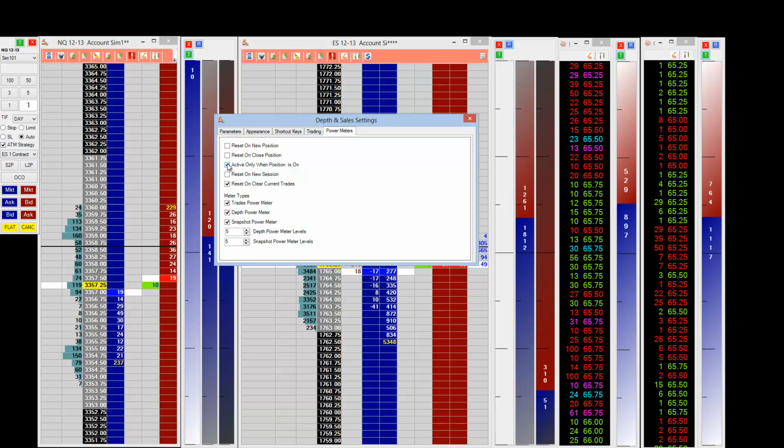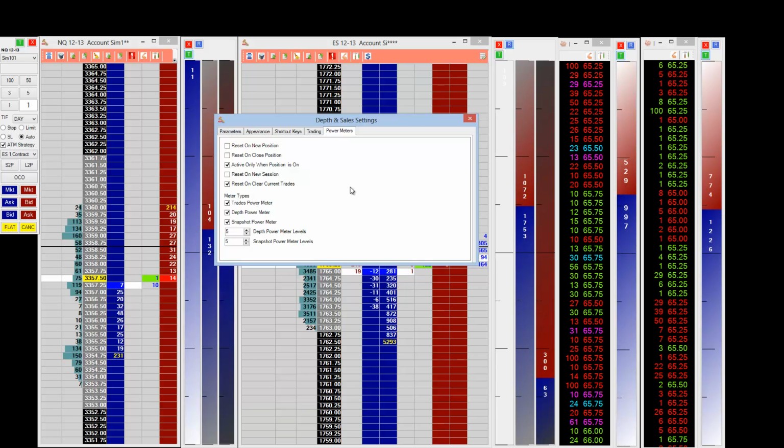Another way to look at it, active only when position is on, which means when I place a position, the meter will become active. And when I exit a position, the meter will go off.